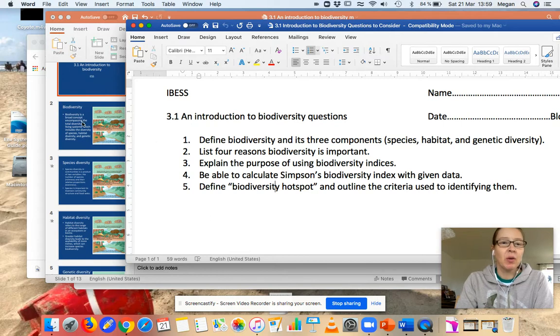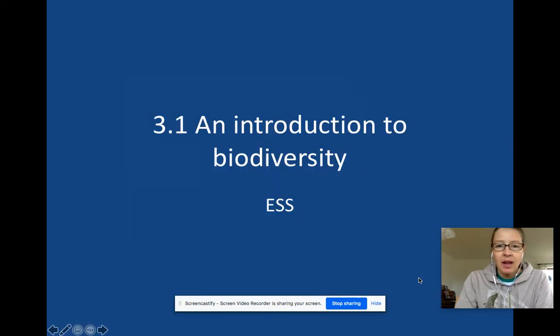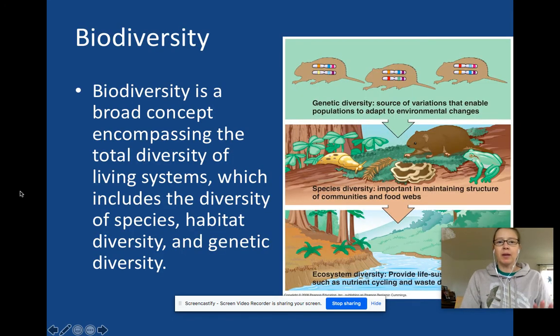Okay, so let's get started. I'm going to take you into this PowerPoint, and here is the original definition of biodiversity. It's a broad concept encompassing the total diversity of living systems, which includes the diversity of species, species diversity, habitat diversity, and genetic diversity. So it's got all three of these levels of biodiversity involved in it. You should know this definition and be able to use it, this plus the three individual definitions from here.